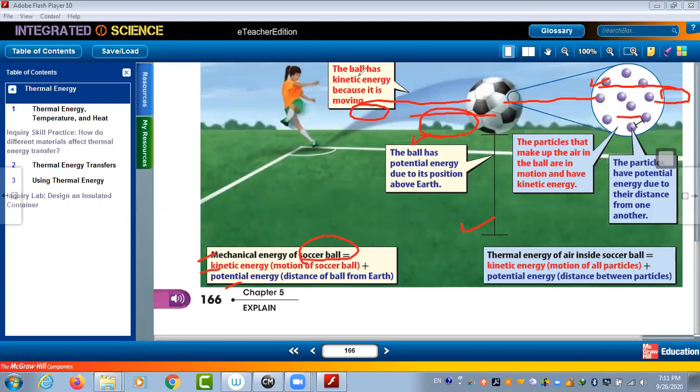But if we are talking about the particles, thermal energy equals the kinetic energy of all particles plus the potential energy between the particles. So pay attention to this difference between thermal energy and mechanical energy. Here we have potential, we have kinetic, and here we have potential, we have kinetic, but here we are talking about the object, and here we are talking about the particles.